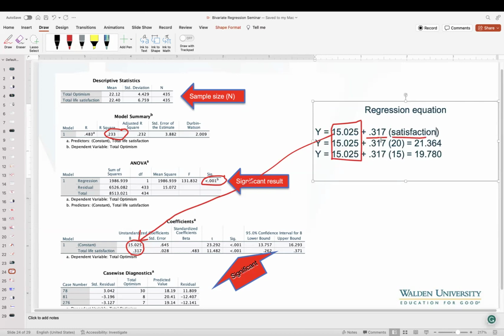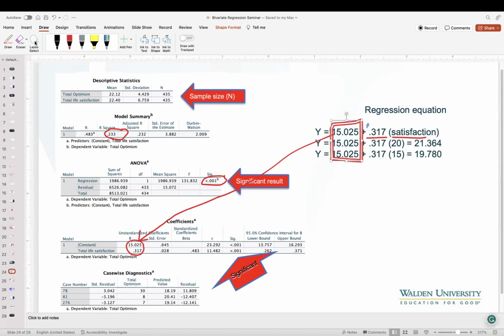Now, let's just do the math. One comes in and says that their life satisfaction score is 20. I just did the math. We know that their dependent variable, their optimism score, is around 21.3. You see that? That person comes in and doesn't even know that.